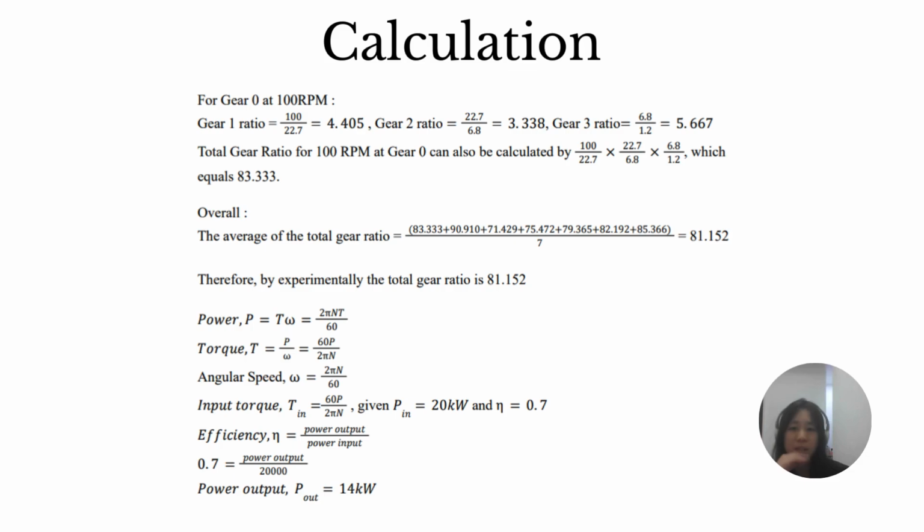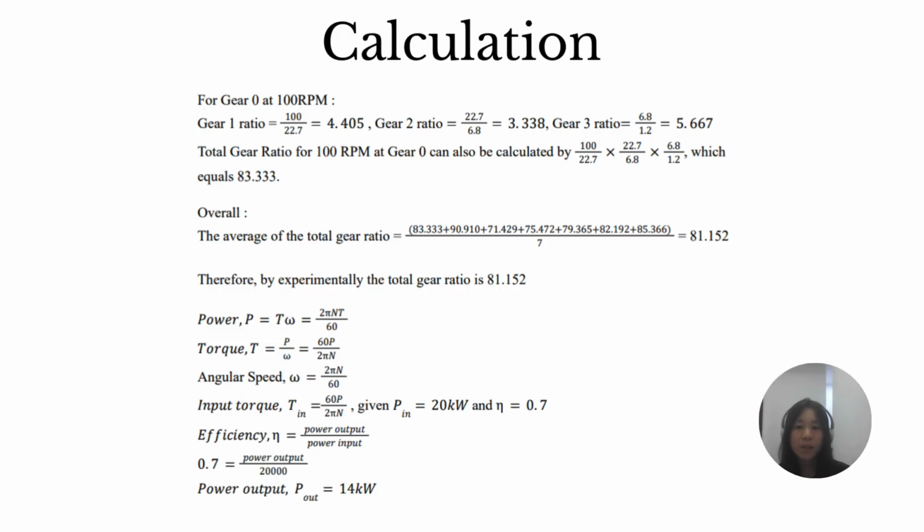Let's see the 100 RPM first. Calculate gear 0 over gear 1, then gear 1 over gear 2, and gear 2 over gear 3. Then multiply the three values together, and we will get 83.333. Do the same steps until 700 RPM, then we will get the average total gear ratio.